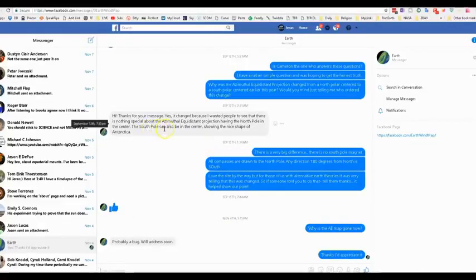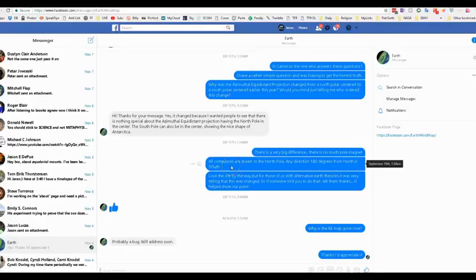He said, hi, thanks for the message. Yes, it is changed because I wanted people to see that there is nothing special about the Azimuthal Equidistant projection having the North Pole in the center. The South Pole can also be in the center, showing the nice shape of Antarctica. So that didn't make any sense to me because, number one, now you're showing people the South Pole. So if you didn't want people to think the North is important, now you want them to think the South is important? Confused.